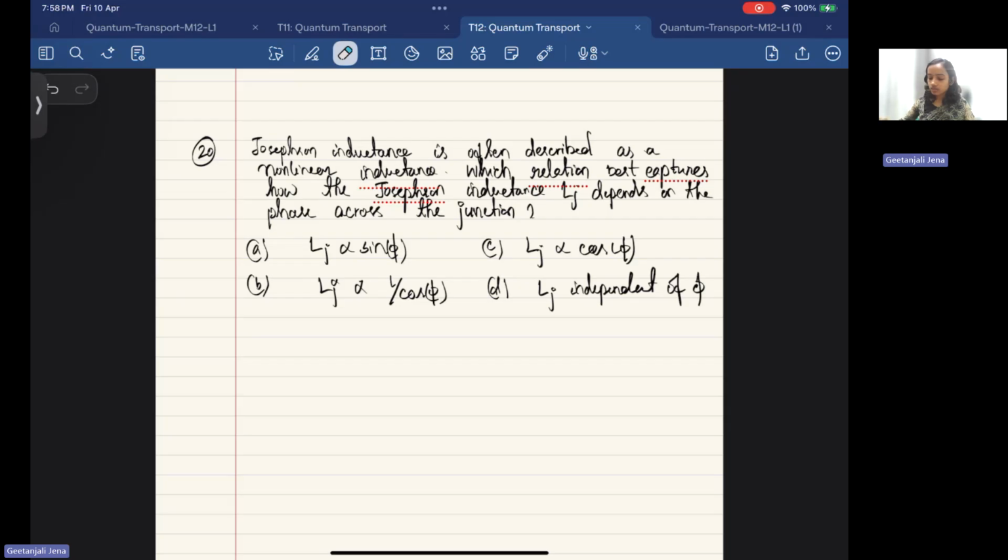If you recall, the correct relation is option B. L_J is inversely proportional to cos phi.